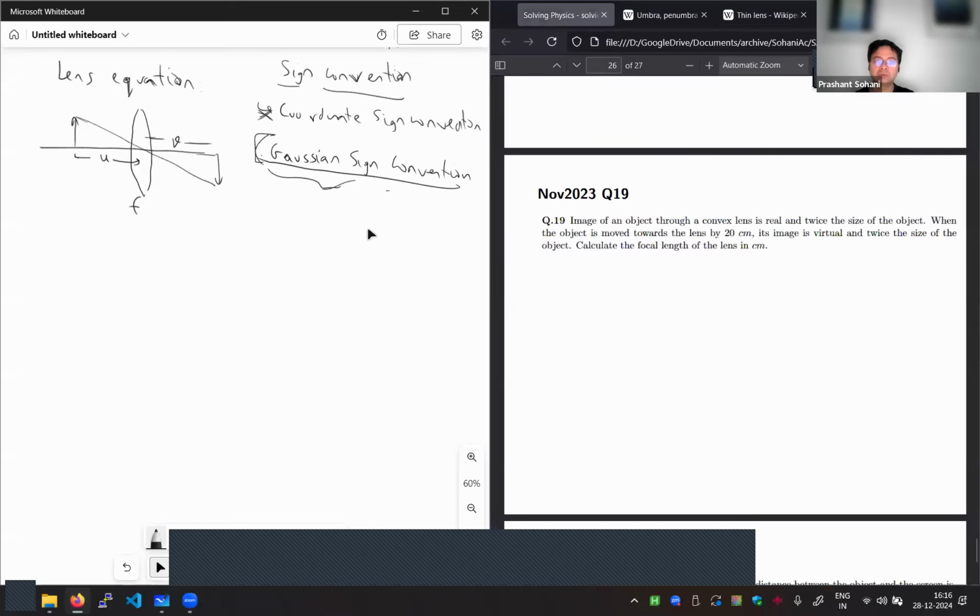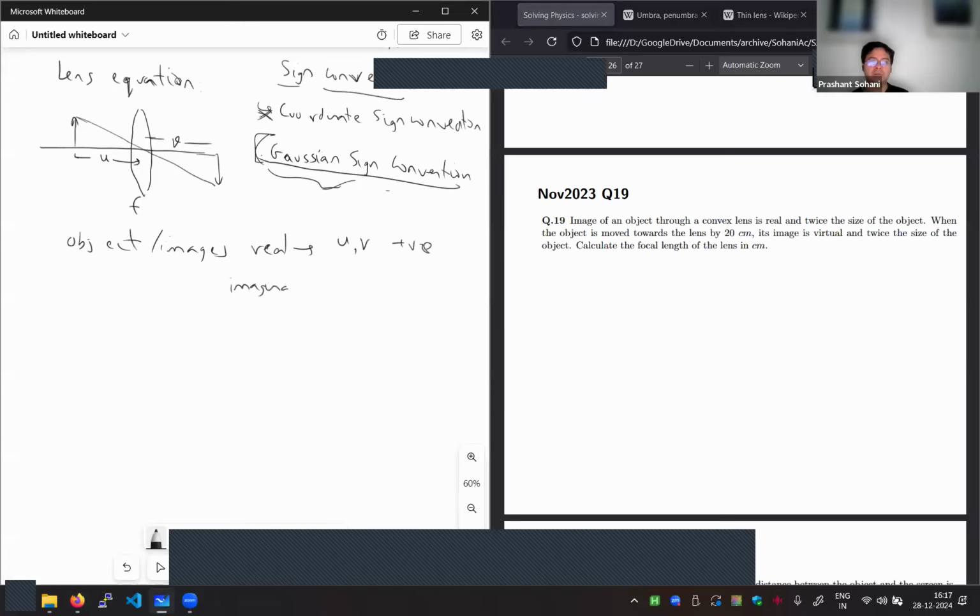Okay, so what is the Gaussian sign convention? Actually, it is very simple. It says if the object or images are real, then take the u or v to be positive. If they are imaginary, then take it to be negative.